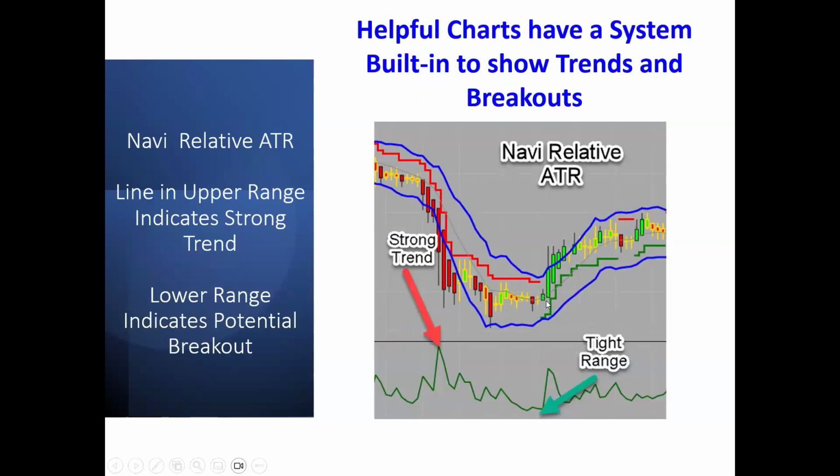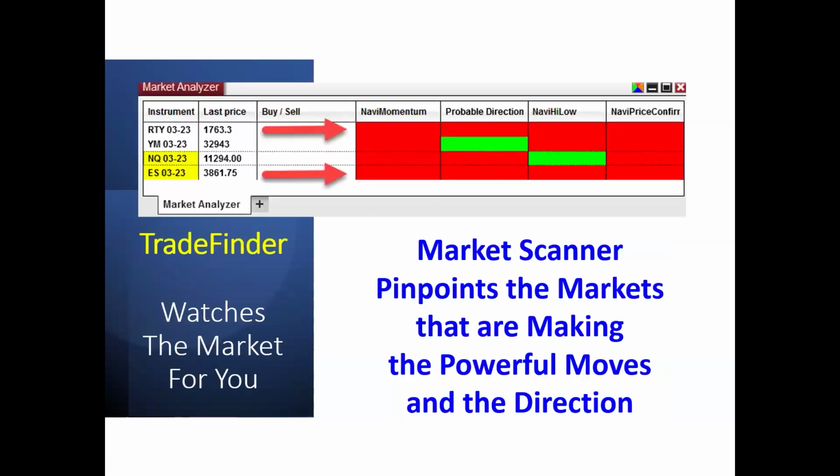We also have our Navi relative ATR indicator. It will show you points in the market where you're likely to see a big breakout. Markets tend to cycle between range expansion and range contraction, so it's looking for range contraction for potential breakout points.